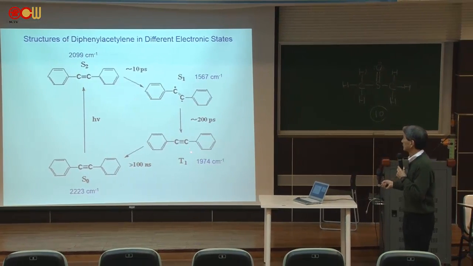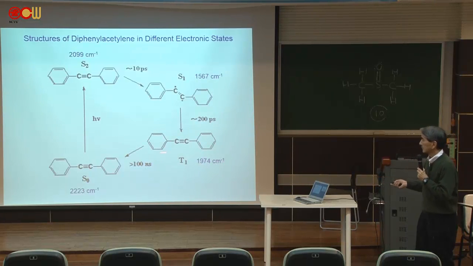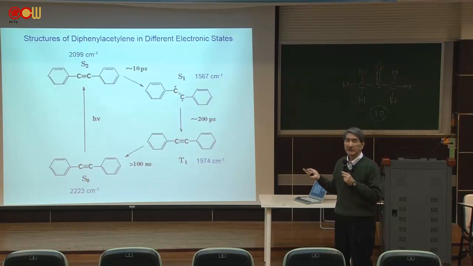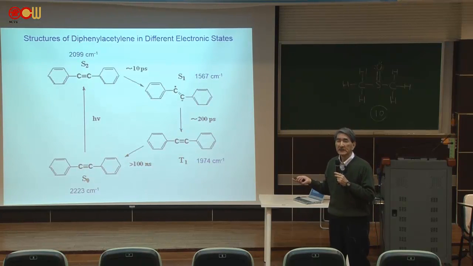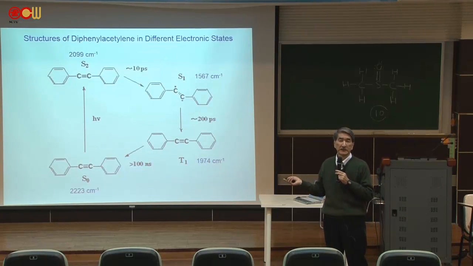And if you come down to the triplet state, the wave number comes back to 1974, and this is also a triple bond. So you call this molecule diphenylacetylene, but it is acetylene only in these states, but not here, because this is a double bond. There is no triple bond involved in this molecule.